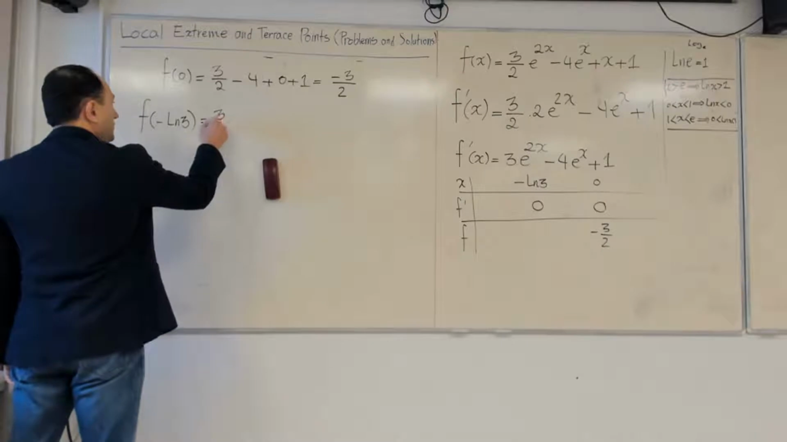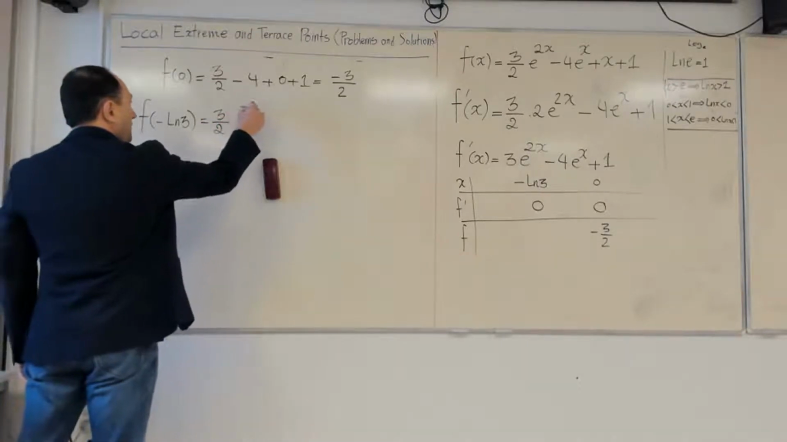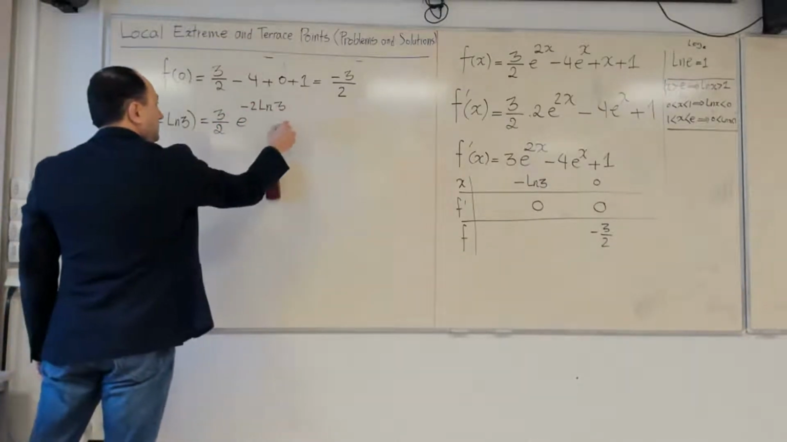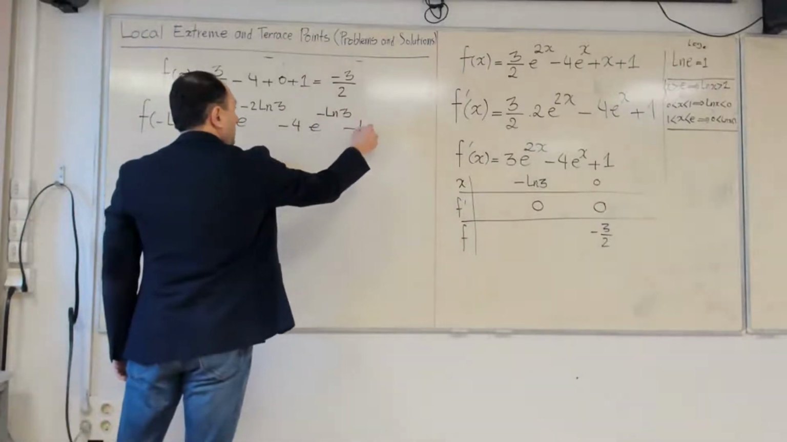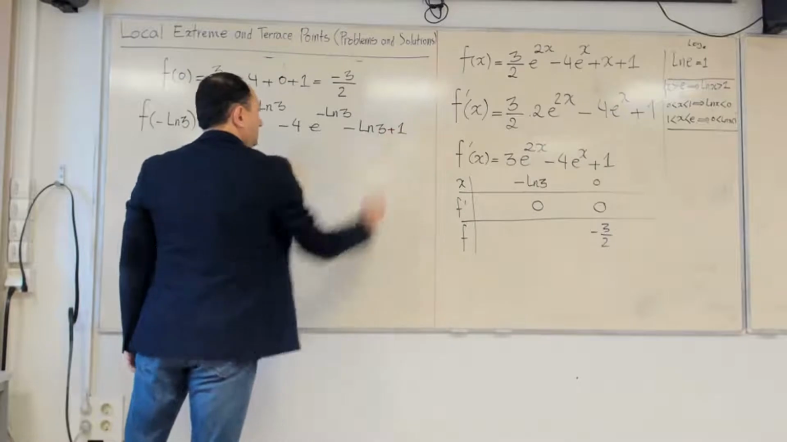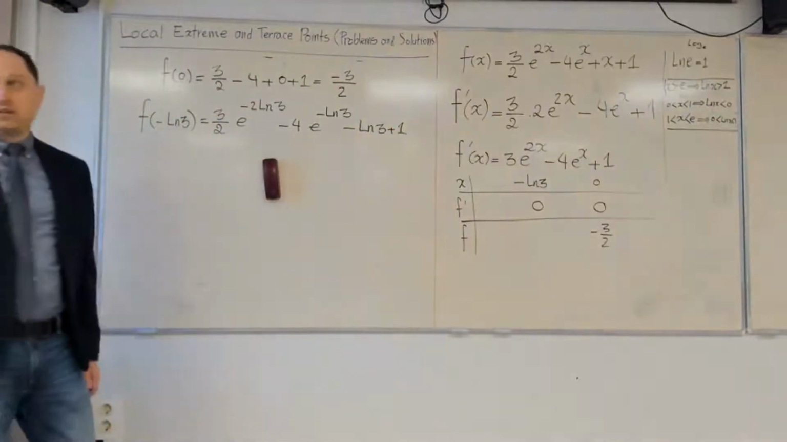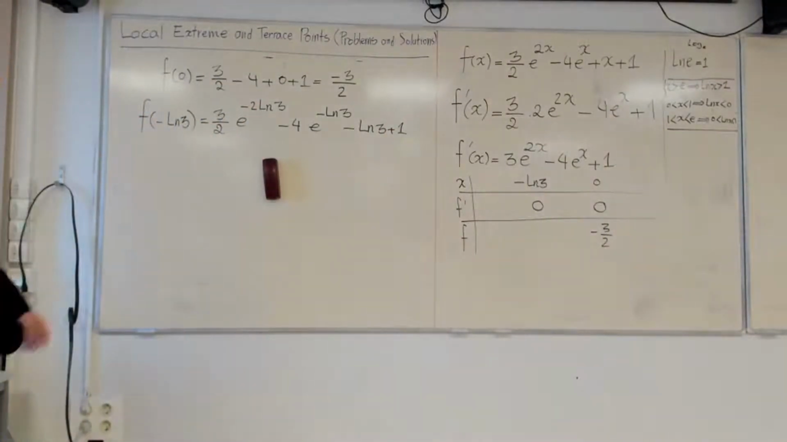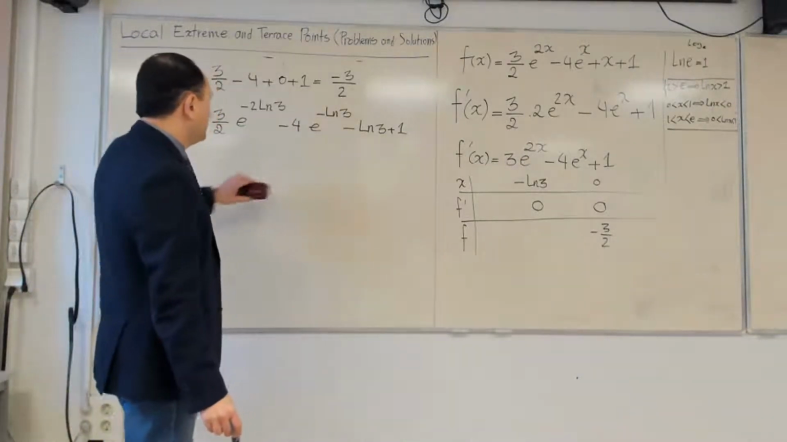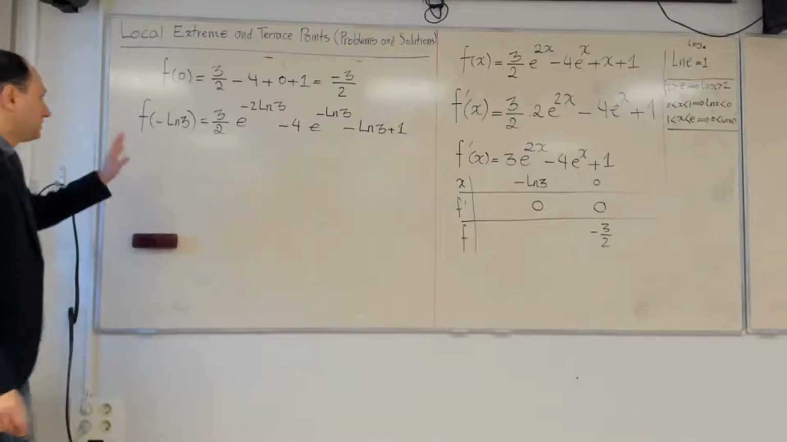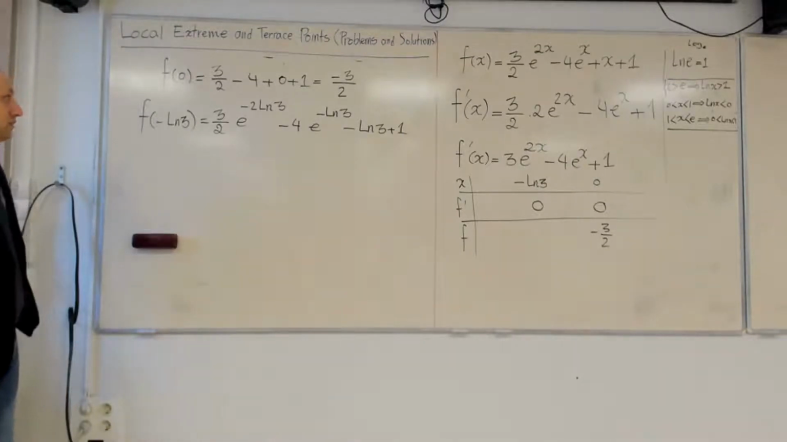So it becomes 3 over 2 e to the power of minus 2 ln of 3 minus 4 e to the power of minus ln of 3 minus ln of 3 plus 1. Try to make this as simple as possible. Of course, at the end, ln of 3 will remain there, but we can simplify it to a good extent, actually.